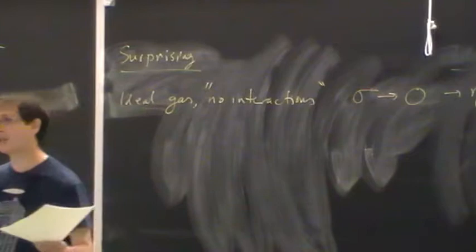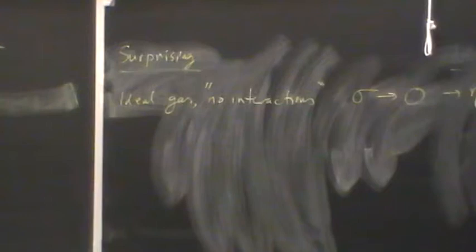So in other words, the viscosity of an ideal gas is infinity. Now how many people here, if I asked you 10 seconds ago, what is the viscosity of an ideal gas? Is it A, or A? Okay. Are you right? Yeah.